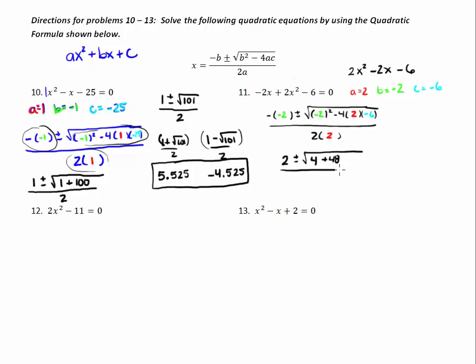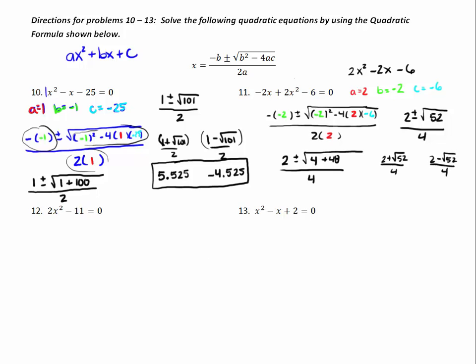And then the bottom, 2 times 2 is 4. So this right here is going to be 2 plus minus the square root of 52 divided by 4. And that would be our two solutions. You could write them like that, or you could write them as 2 plus the square root of 52 divided by 4, or 2 minus the square root of 52 divided by 4, so you could write it like that.